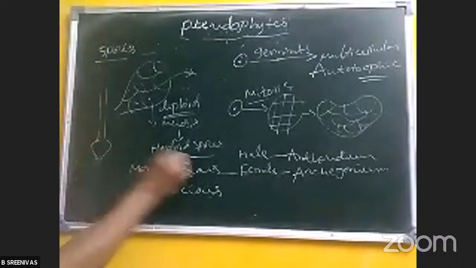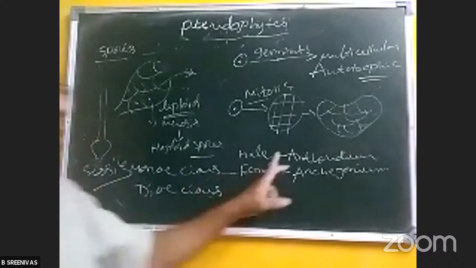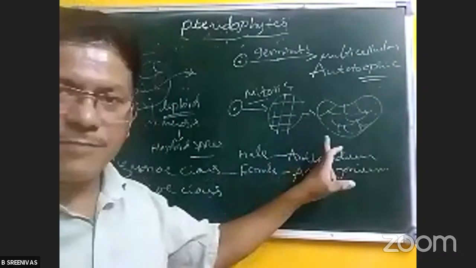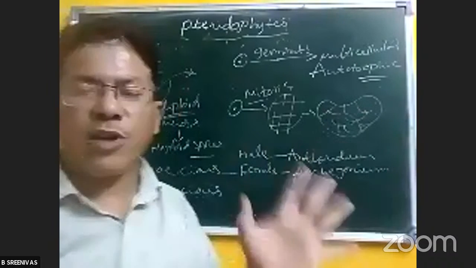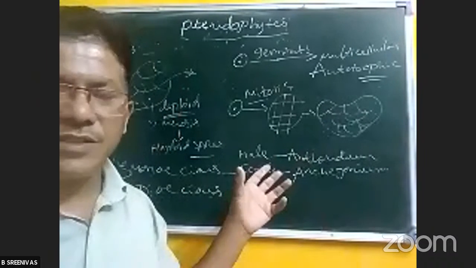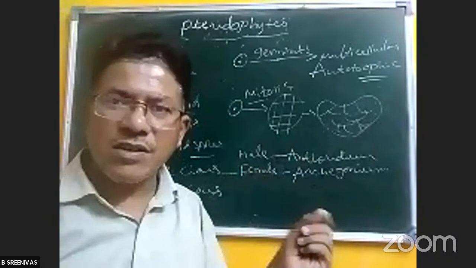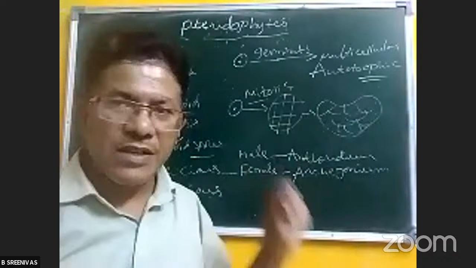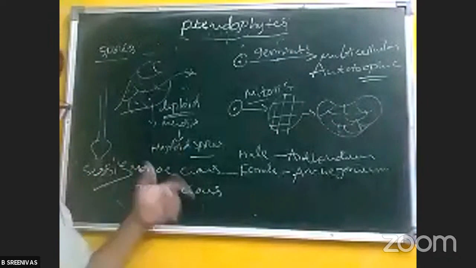This type of sex organs are called sessile. Sessile sex organs are present in the pteridophytes, and stalked sex organs are present in the bryophytes. That is a very important point. Are you clear with this? So what is meant by sessile sex organs or stalked sex organs? Sessile sex organs means the sex organs are present without a stalk.